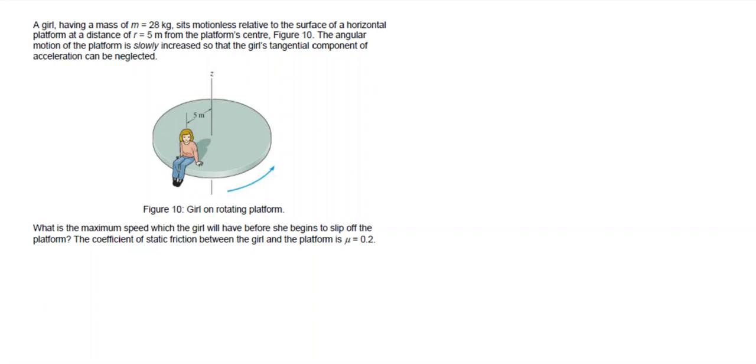The angular motion of the platform is slowly increased so that the girl's tangential component of acceleration can be neglected. We want to find out the maximum speed which the girl will have before she begins to slip off the platform. The coefficient of static friction between the girl and the platform is mu, which is equal to 0.2.